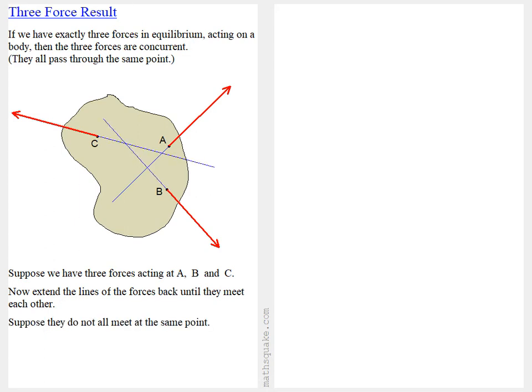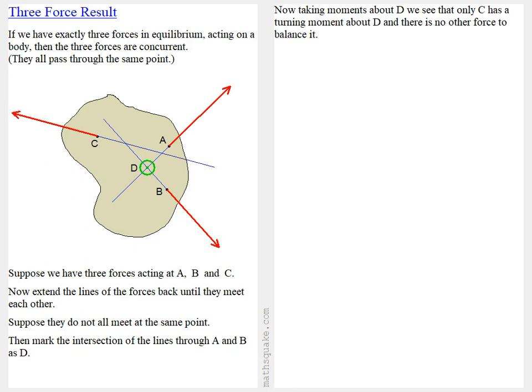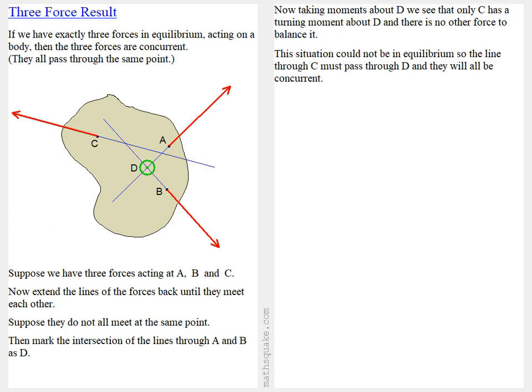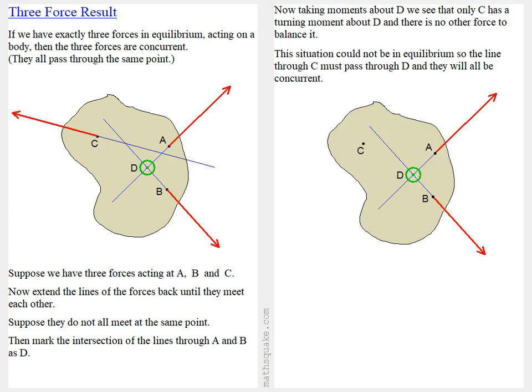Suppose they do not meet at the same point. Then mark the intersection of the lines through A and B as D. Now, taking moments about D, we see that only C has a turning moment about D, and there is no other force to balance it. This situation could not be in equilibrium, so the line through C must pass through D, and they will all be concurrent.